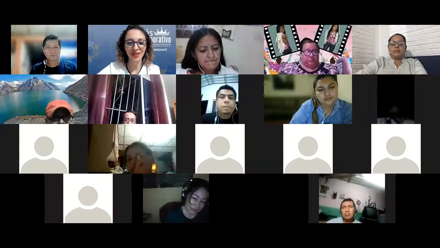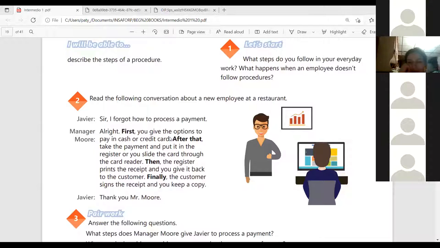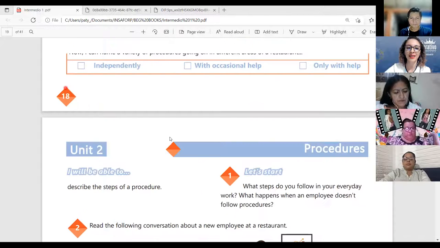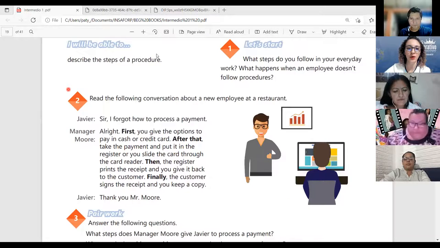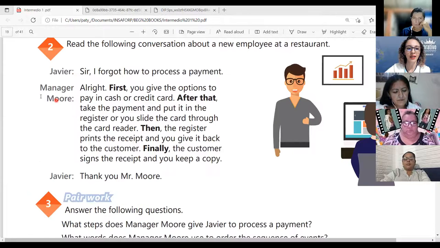Okay, let's continue in the book. I'm going to share the book. And today we will read the little conversation we have in the book. This is page 19. Okay, if you want to open the book with me, it will be page number 19. I'm going to zoom in so you can see it better. Javier and the manager, Mr. Moore.